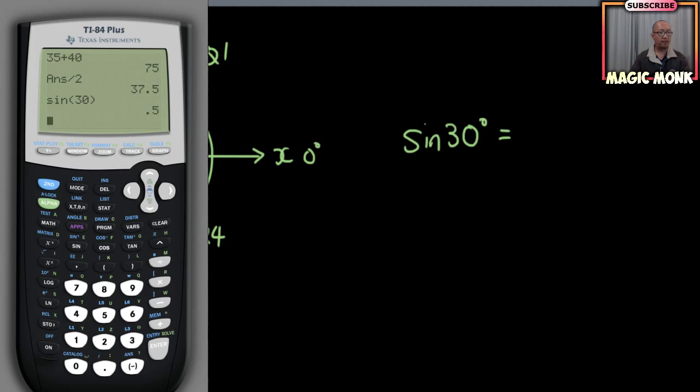So if you have sine of 30 degrees, then the y value would be 0.5. And this right here is 1, because it's a unit circle, so the radius is 1. So the highest point it can go is 1. So this point has a vertical value of 0.5.